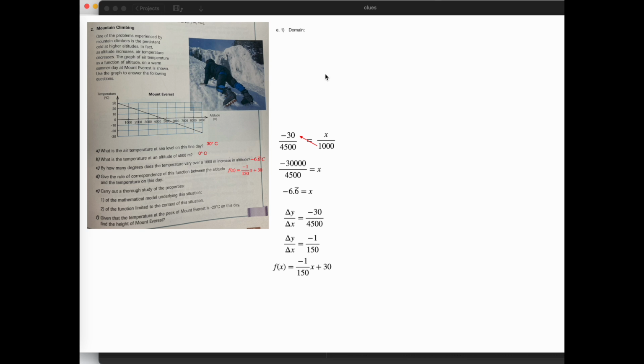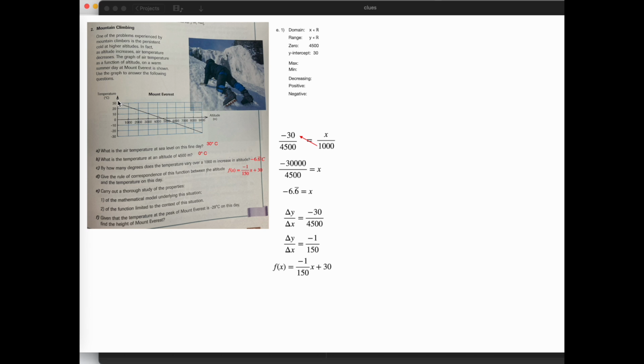Carry out a thorough study of the properties. What are the properties? We have the domain, the range, the zero, the y-intercept, the maximum, the minimum, decreasing, increasing, positive, negative. The domain is, look first at the mathematical model. The mathematical model is a linear function, and its domain is all the real values. The x values are all the real values. The range, the y values, is going to go up and up forever and down forever, all the real values. The zero, where does it cross the x-axis? When y is equal to 0, what's the x value? It's 4,500. The y-intercept, the initial value, is 30.